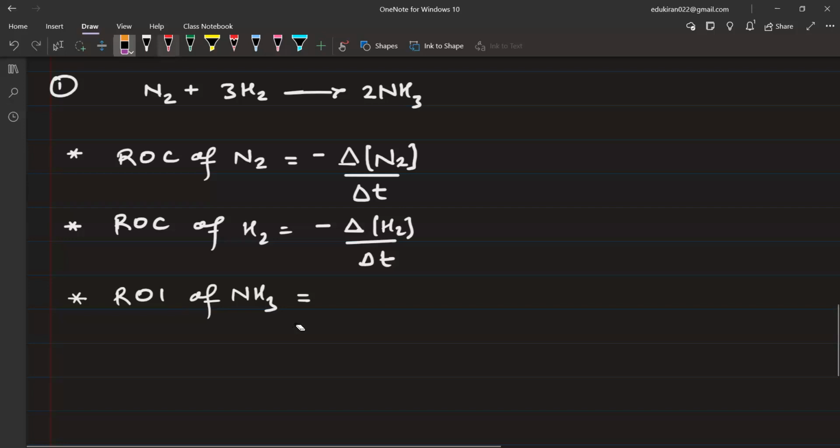This is rate of production, ROP. Tell me, will there be a 1/2 or not? It won't be there, sir. It won't be there because we are looking only at NH3. Don't worry, we don't have to look at the reaction. NH3 doesn't have a 2 here, so don't look at the reaction.